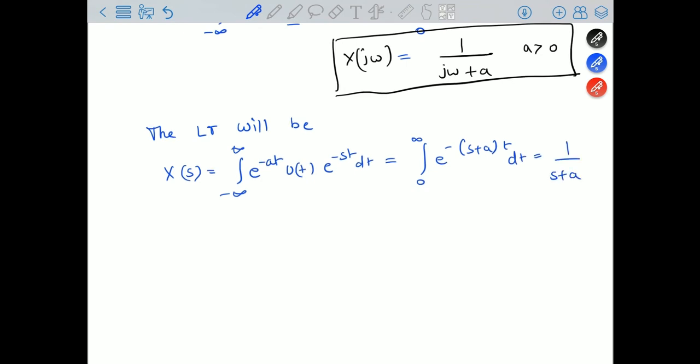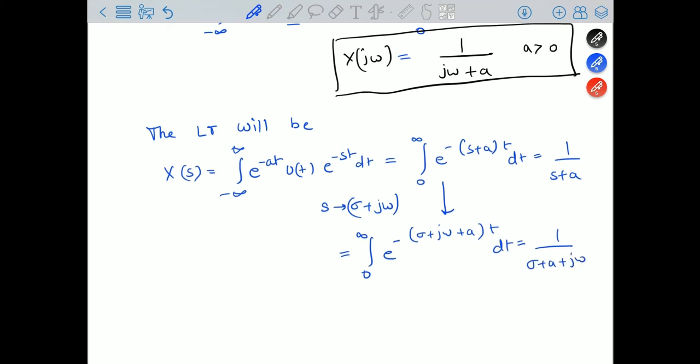And as we have said that s has a value of sigma plus j omega, so if s is replaced with sigma plus j omega, what will be this integral? This integral will be represented as 0 to infinity e raised to the power minus (sigma plus j omega plus a)t dt, and that will be equal to 1 over sigma plus a plus j omega.